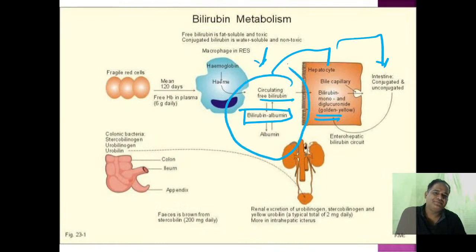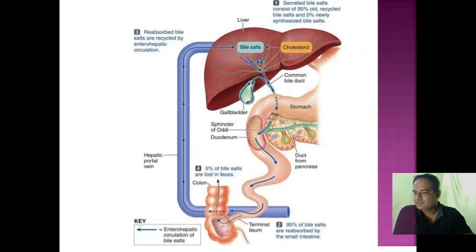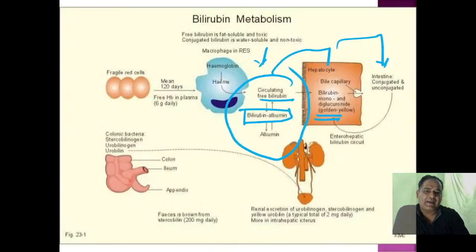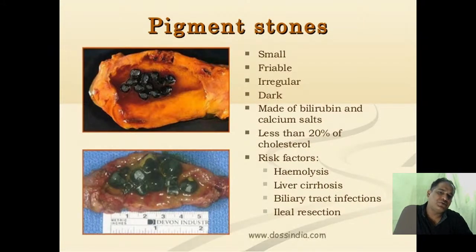Focus on this area. You see bilirubin without albumin, that will be unconjugated bilirubin. So they will form the black pigment stone. Black pigment stones, they are multiple. Multiple black pigment stones.